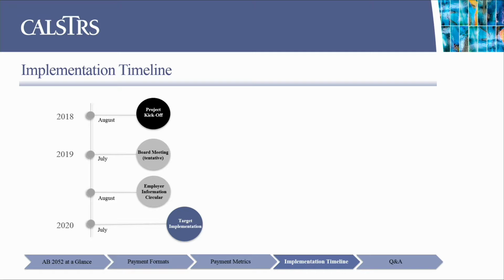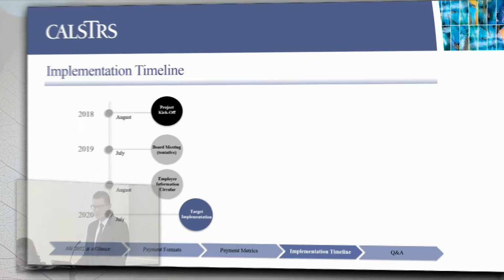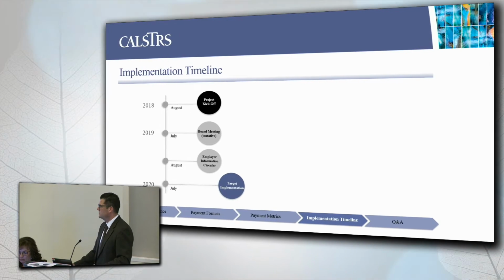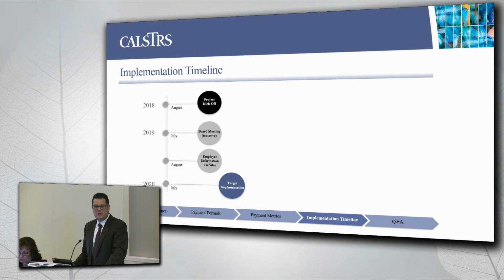Here's a quick look at the tentative timeline. This is very tentative, but as of right now, we're in the middle of a fact-finding and information-sharing mode in venues such as this. We're talking to the employer community through this meeting and others, and we're really soliciting your feedback right now to learn if there are any pain points that we should be aware of before we actually go to the board and have them make this happen.